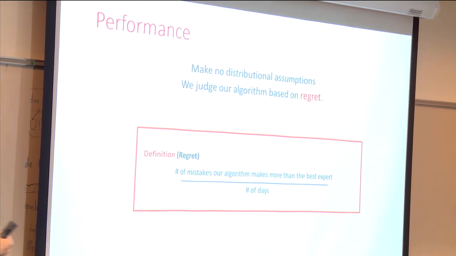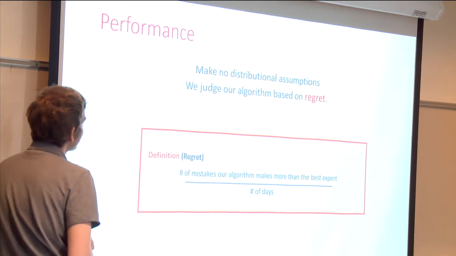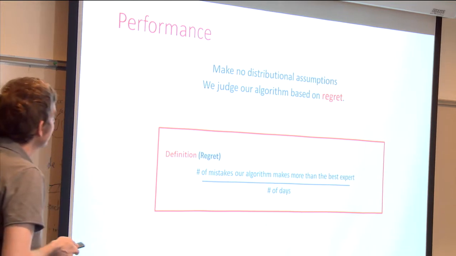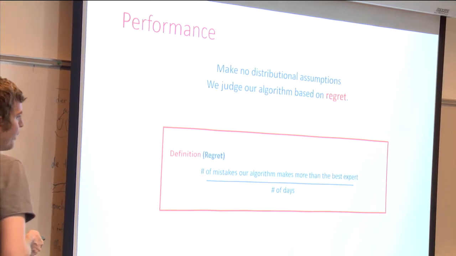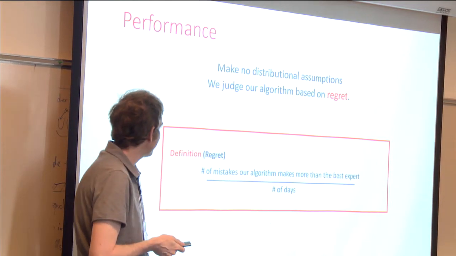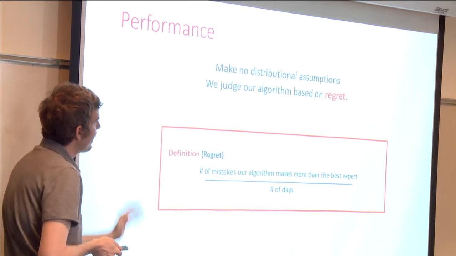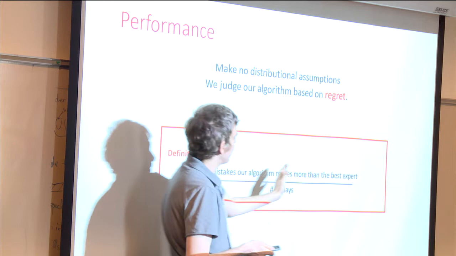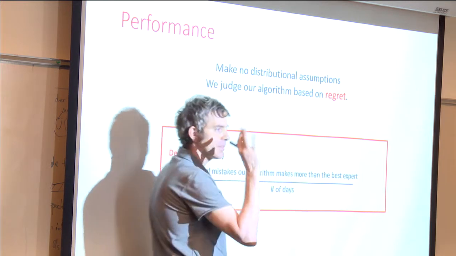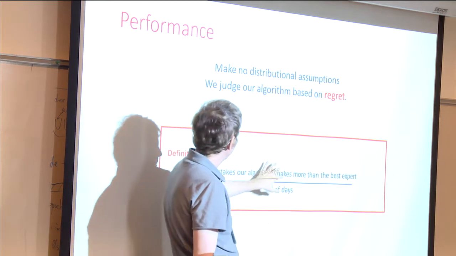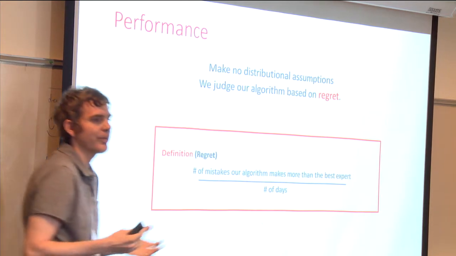The way we're going to measure performance formally is we'll make no distributional assumptions. Instead, we'll use the standard notion of regret. What does this mean? Well, we're going to try to minimize the following quantity: the number of mistakes our algorithm makes more than that of the best expert in hindsight. So the best expert makes some number of mistakes, we don't want to make many more than that, and we normalize by the number of days.